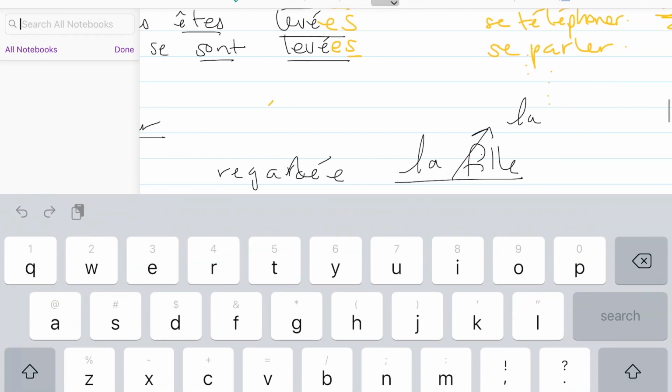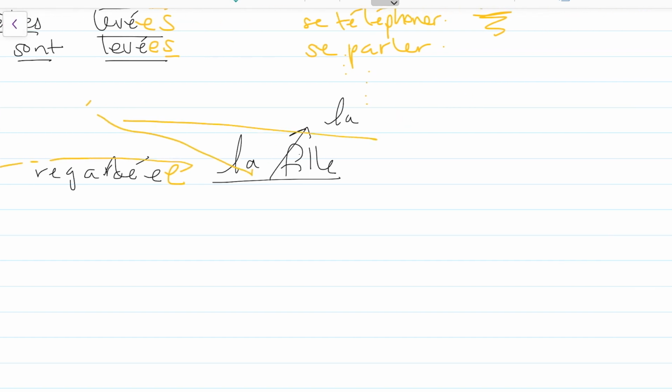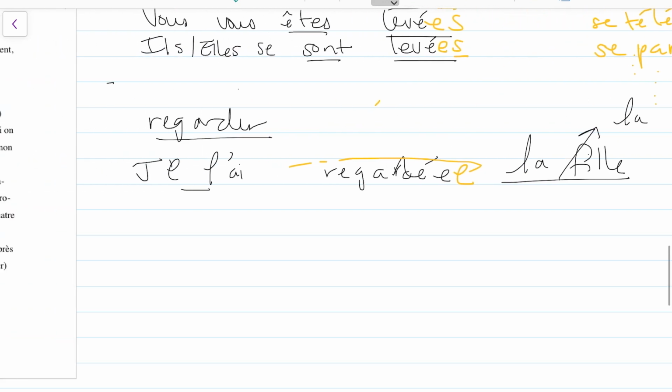Actually, let's do it in yellow. Because my la here is standing in for a feminine thing. So sometimes that will happen, so you just need to watch out for that.